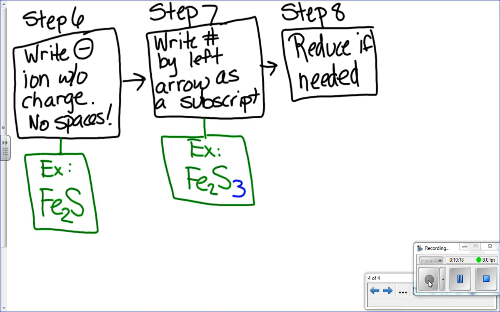So there are a couple key things that we need to know. The first key thing is we don't use the number 1 as a subscript.